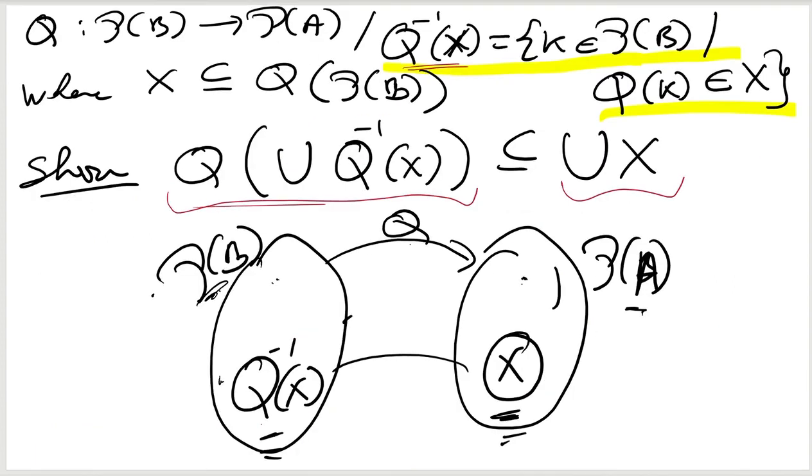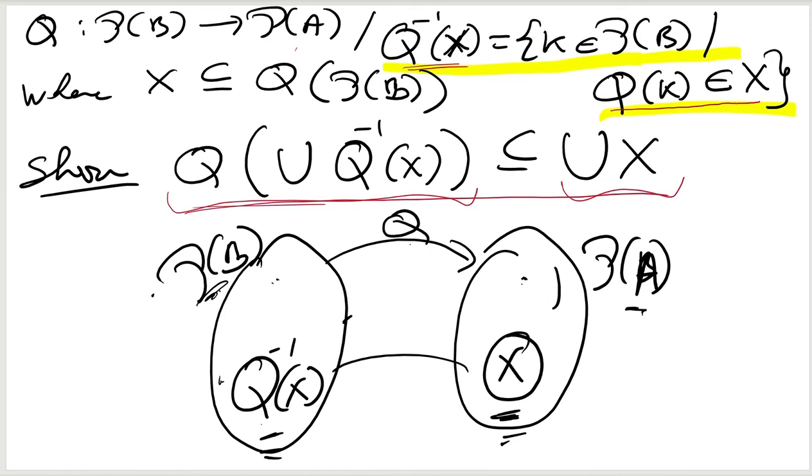Okay. Then I have another problem here. So we have a function q which is defined from the power set of B to the power set of A such that q minus 1 of X equal to the set of x such that x is in the power set of B, and q of k is in X. Now we have X a subset of the power set of B. The question is to prove this expression.